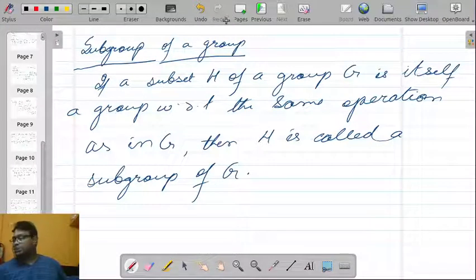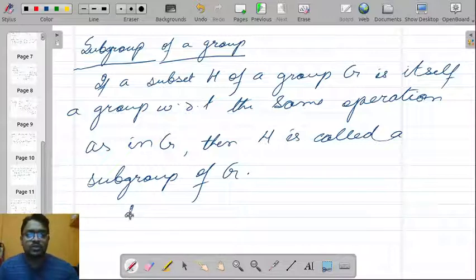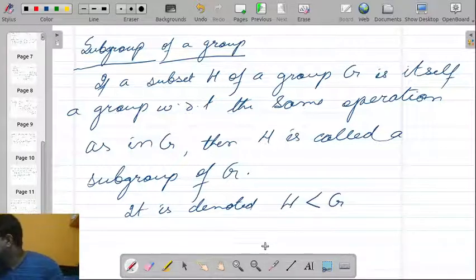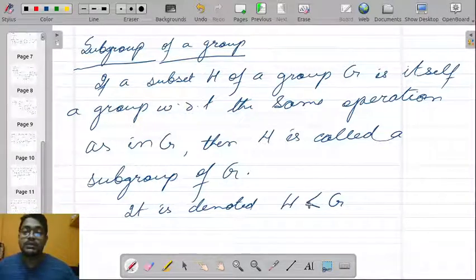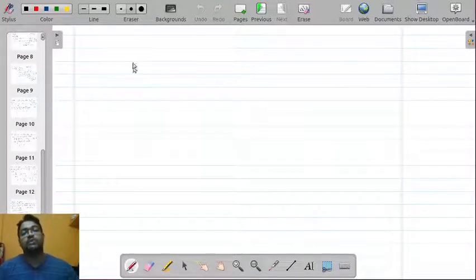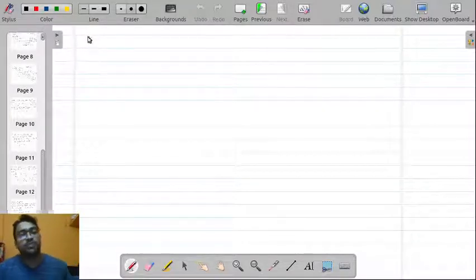So we will try to see some examples. There is a notation: H is a subgroup of G is denoted by the less than or equal to symbol, H less than or equal to G. This means H is a subgroup of G. So if you have a set and you take a smaller set which also satisfies all the properties of groups, then we can say that it's a subgroup.